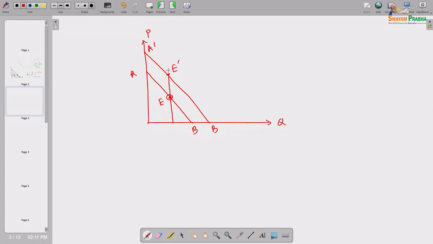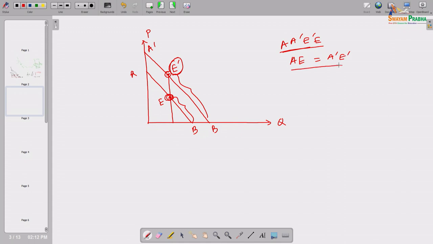Let me clarify again: when we talk about elasticity of demand at E prime point, we are considering the E prime point on the demand curve A prime B prime. In exactly the same way, elasticity of demand at E point considers the E point on the demand curve AB. If we compare, definitely elasticity at E prime point is more than at E point, because the numerator for the elasticity at E prime is more than the numerator at E point, but the denominator is the same, because A prime E prime E A is a parallelogram, so AE and A prime E prime are the same.